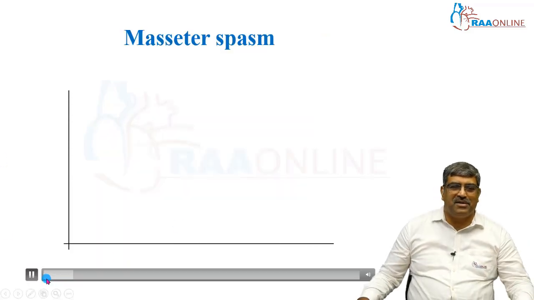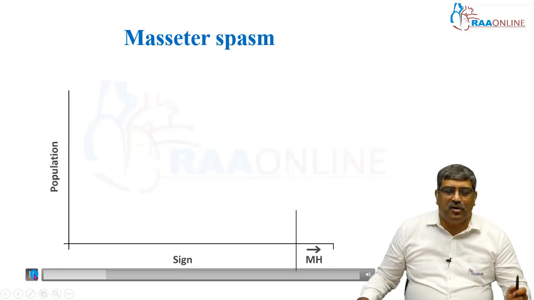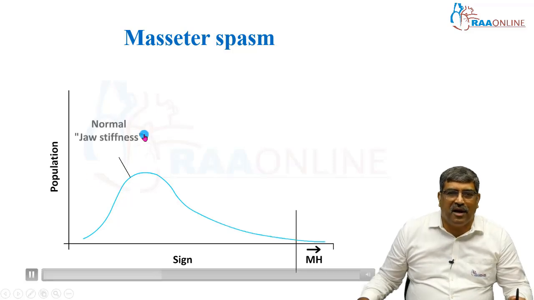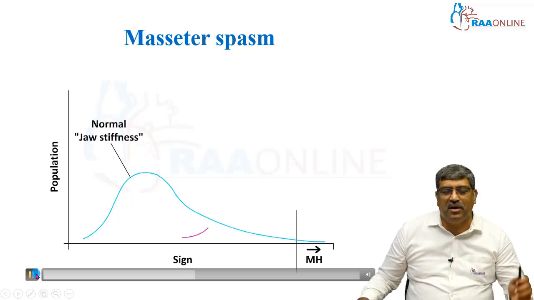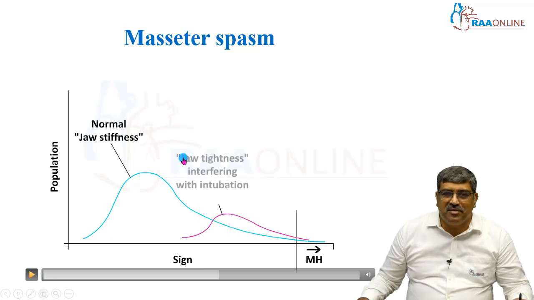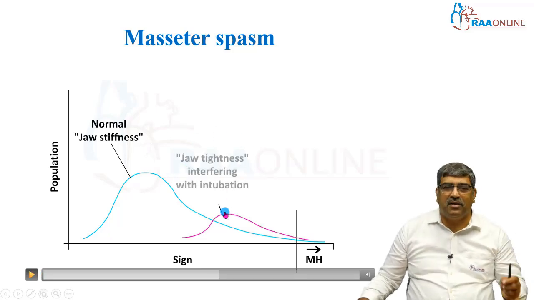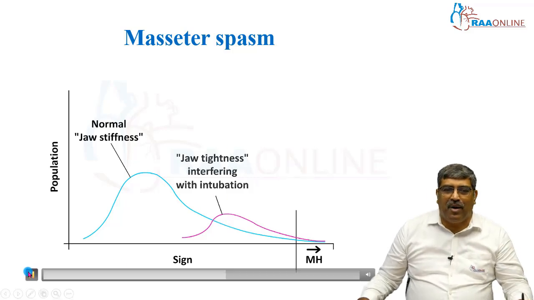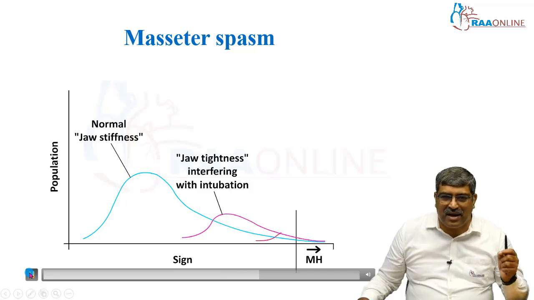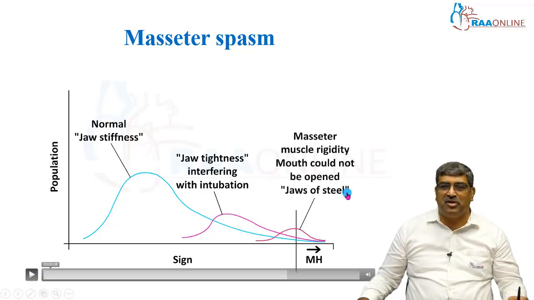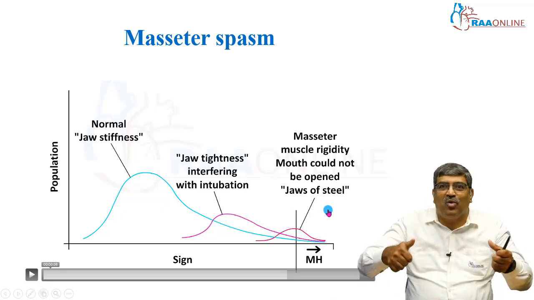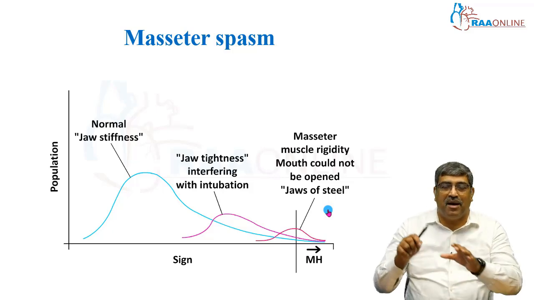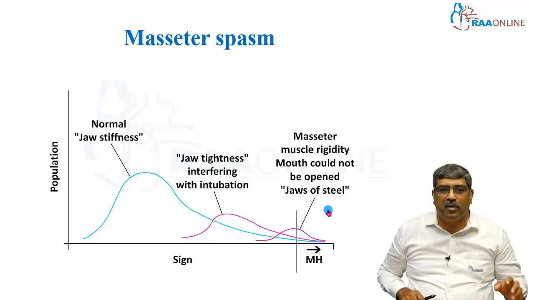Now coming to masseter spasm. Normally when you suspect malignant hyperthermia, most of the time there will be a normal jaw stiffness, but it won't interfere with intubation. Next comes jaw tightness. Here it can interfere with the intubation and make intubation slightly difficult. But when the masseter spasm develops into a jaw of steel, you cannot open the mouth to intubate. That will be the most dangerous complication happening with malignant hyperthermia in the perioperative period.